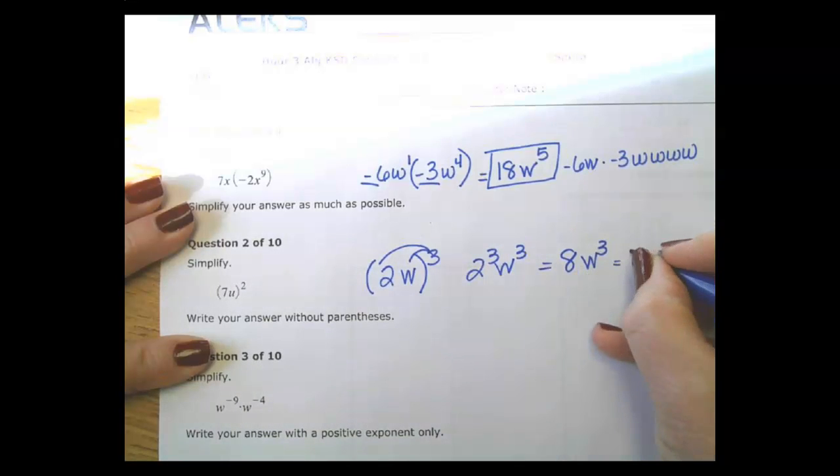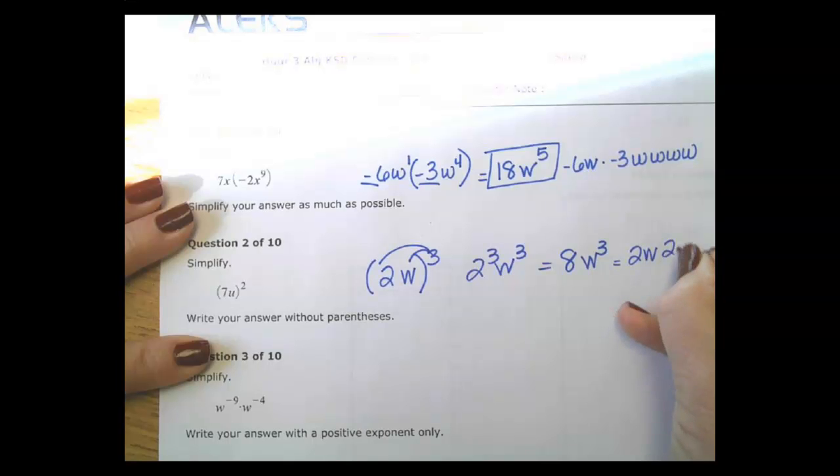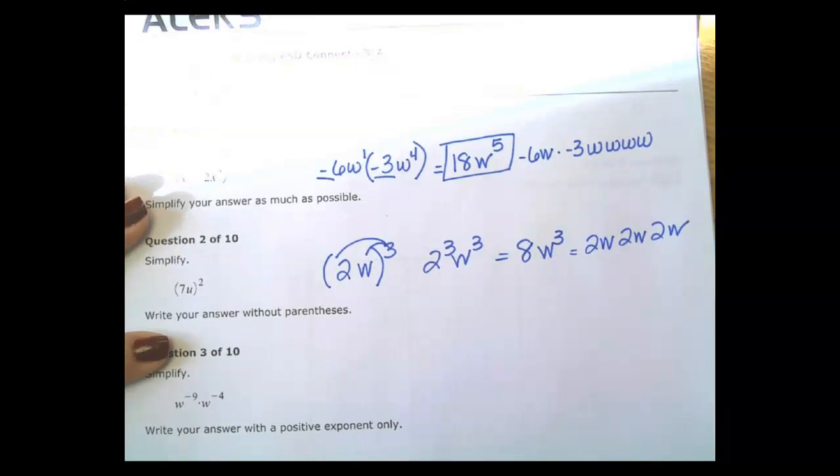What that looks like expanded is 2w times 2w times 2w. So you can always do it in expanded version.